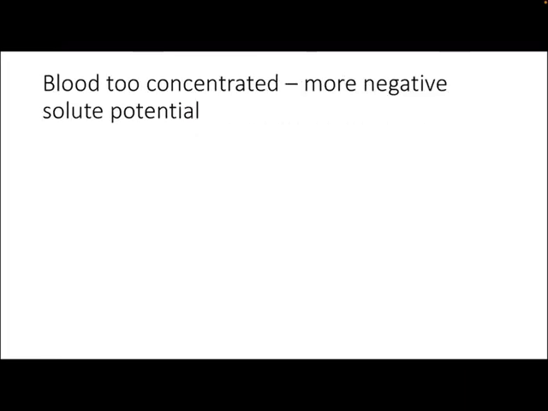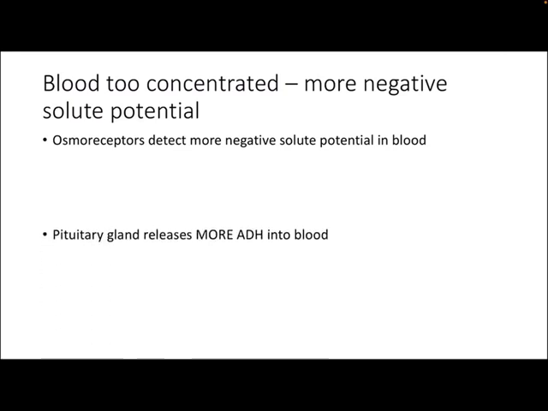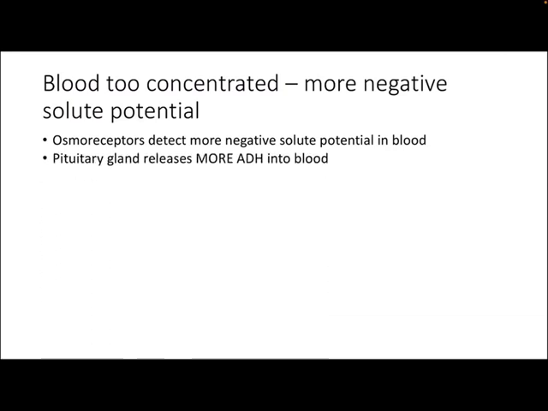So if the blood is too concentrated, so you haven't drunk water for a long time, you've been sweating and so forth, the solute potential of the blood becomes more negative. The osmoreceptors in the hypothalamus detect this negative water or solute potential in the blood, causing the pituitary gland to release more ADH into the blood.